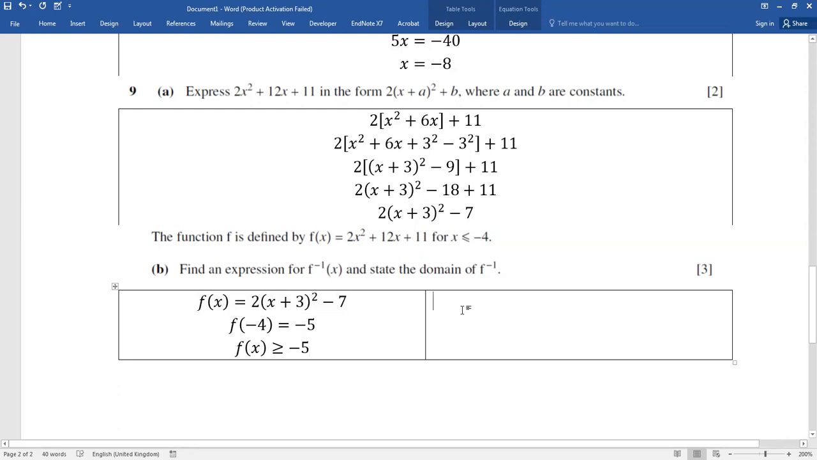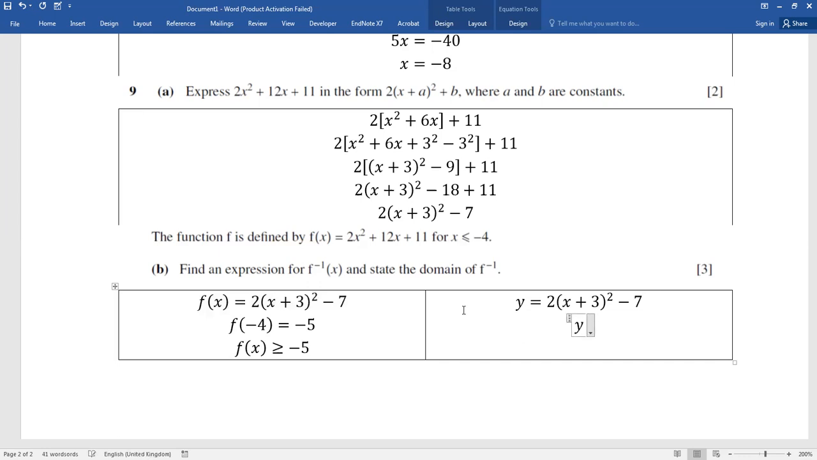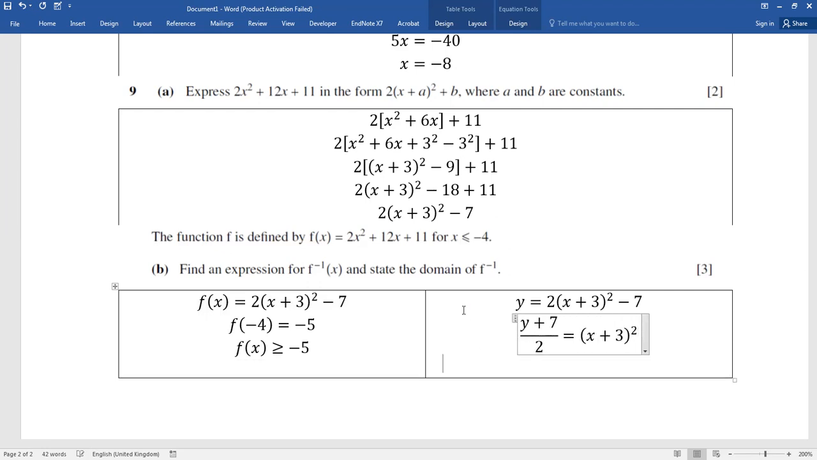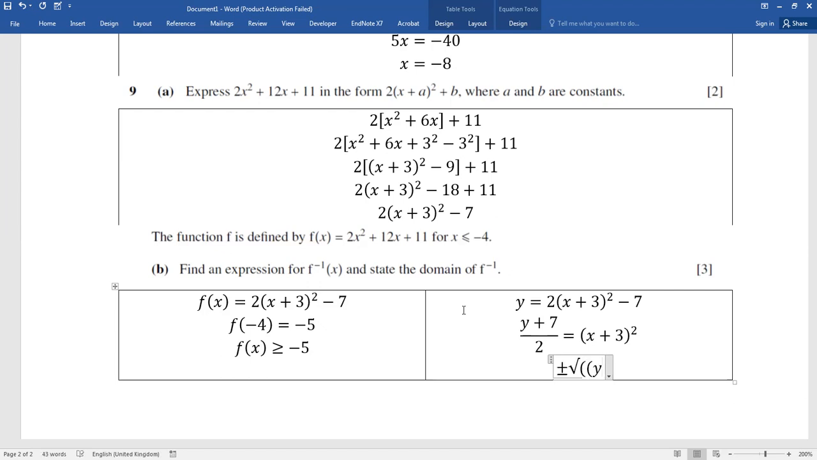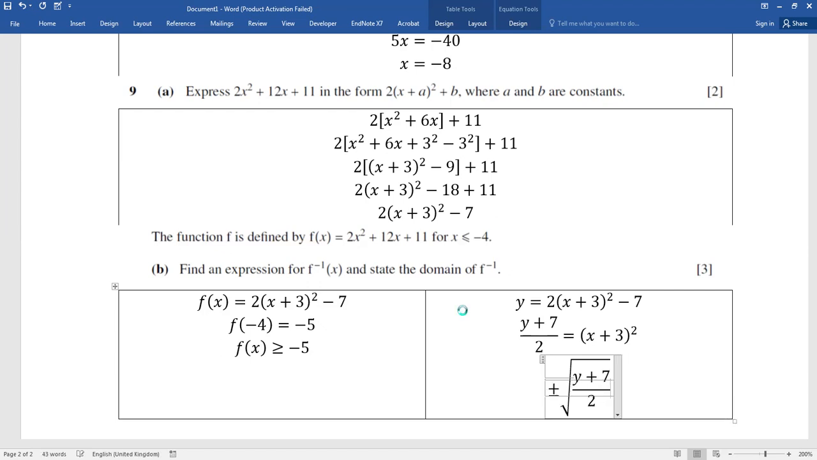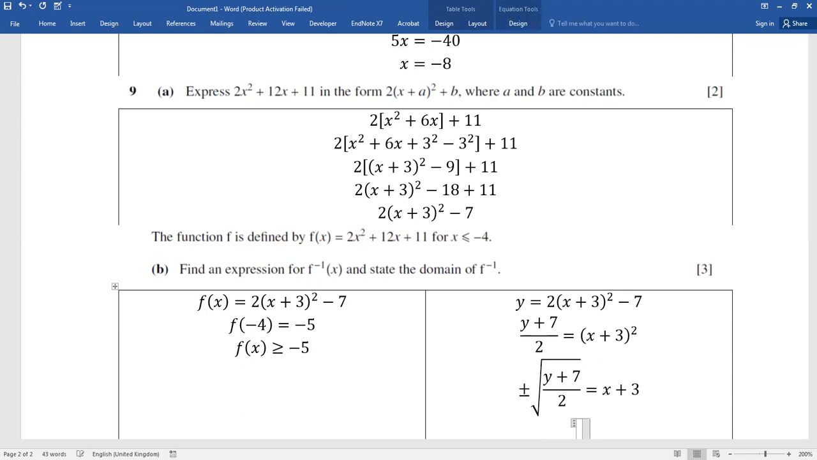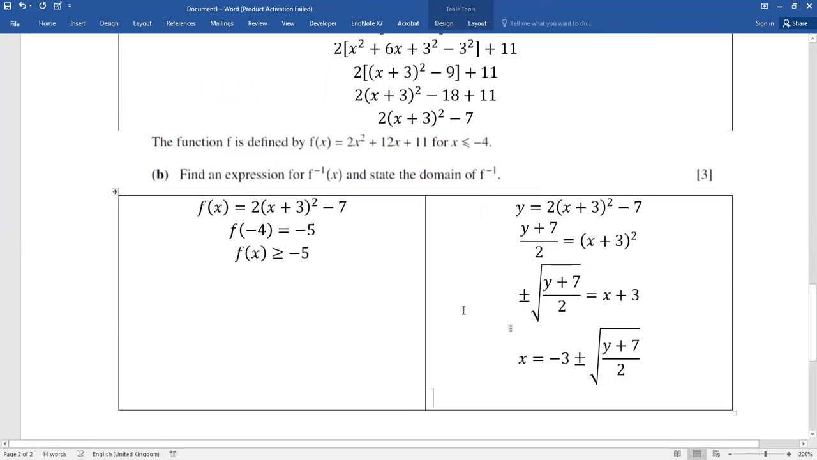And now I need to find the inverse. y is equal to 2(x plus 3) whole squared minus 7. y plus 7 upon 2 is equal to (x plus 3) whole squared. Plus or minus the square root of (y plus 7) upon 2 is equal to x plus 3. Now, how do we decide this? Whether we need a positive root or a negative root for the inverse function.